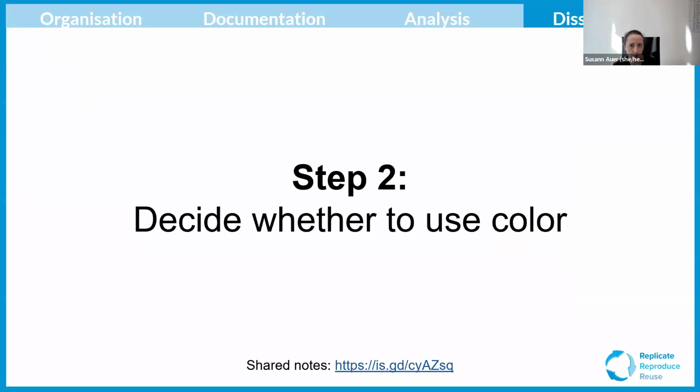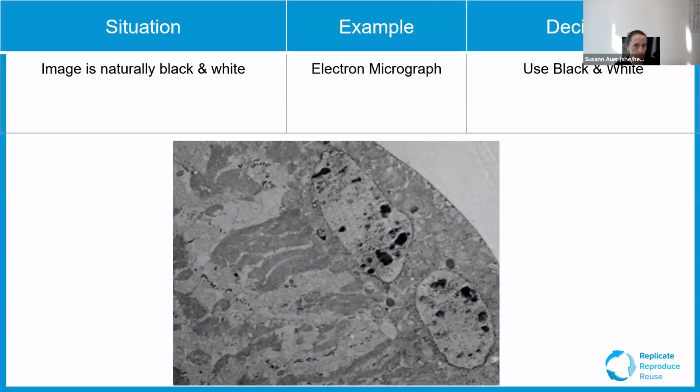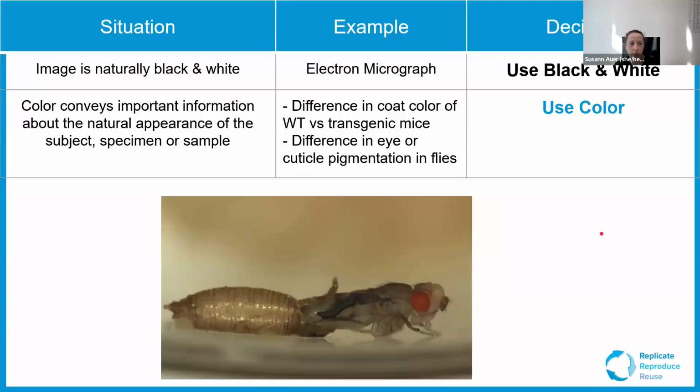Step 2, decide whether to use color. If we're in the microscopy world, or maybe also in other worlds, but let's go with that for an example, some of the images are already black and white because an electron micrograph is black and white. So of course you use black and white because that's the natural color. If color conveys some important information about the natural appearance of some subject that you investigate, then of course it's a good idea to use color. Like here we have this Drosophila or some other fly picture, and maybe here we want to show, okay, they have red eyes. So of course, then you would use a color image, right?